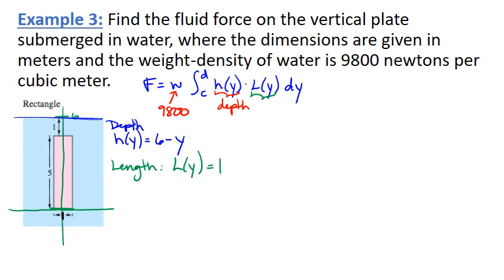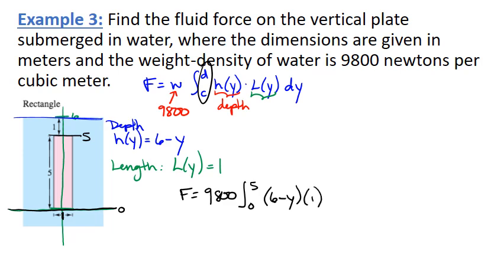The only other thing we need to do is identify my limits of integration. That is found by identifying where the top of the object is and the bottom of the object that is being submerged. Remember, this is the x-axis, so that's a y value of 0. We can see here that this is 5 units long, so we will integrate from 0 to 5. So when I set up my integral, I end up with 9,800 times the integral from 0 to 5 of the depth, which is represented by 6 minus y, times the length, which is 1, dy.